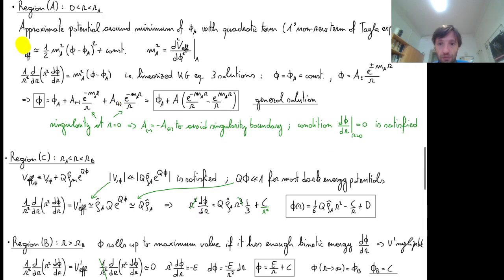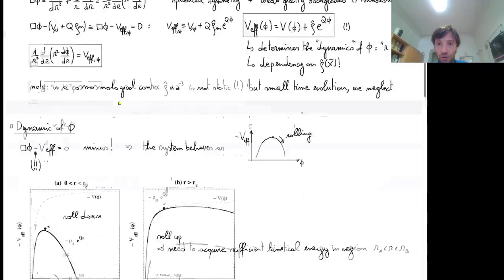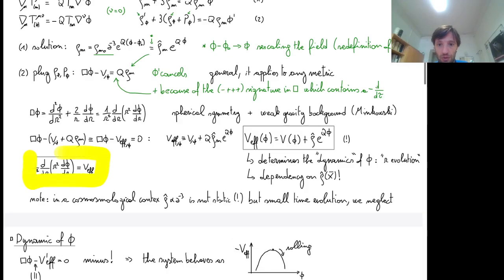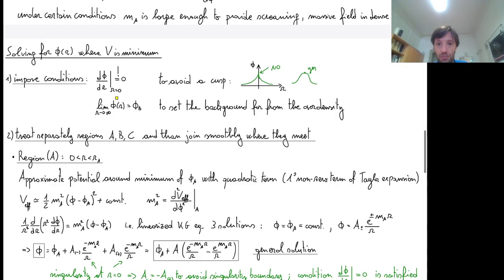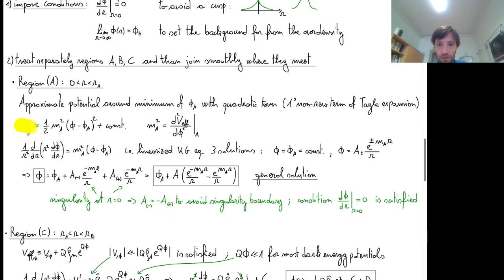Now that we have the effective potential, we can plug it in our Klein-Gordon equation. Remember that the Klein-Gordon equation that we were dealing with is this one. So I'm going to use this expression where the effective potential is given by our approximation, this one. Therefore this is our Klein-Gordon equation.